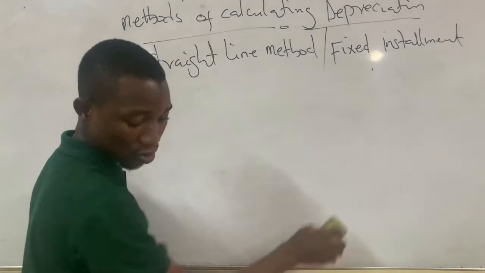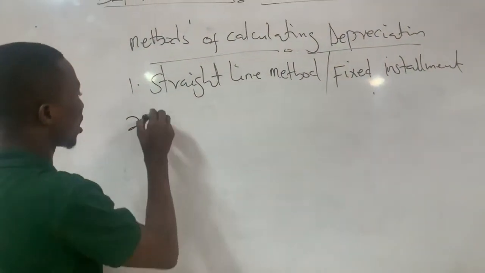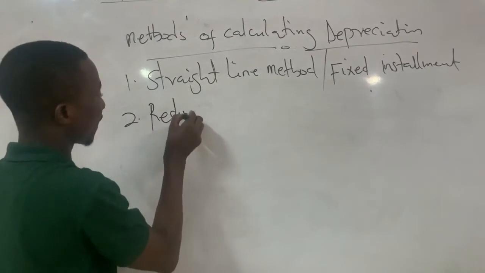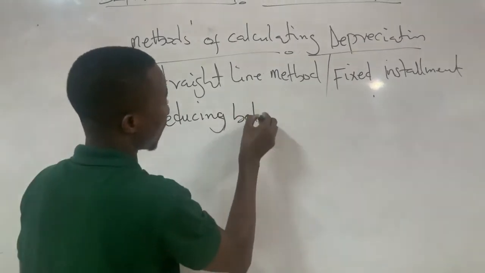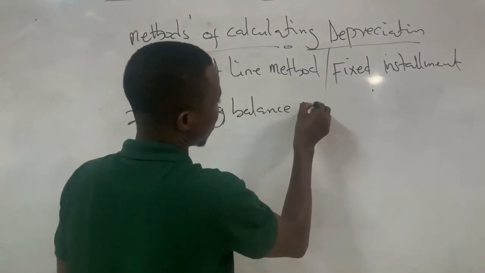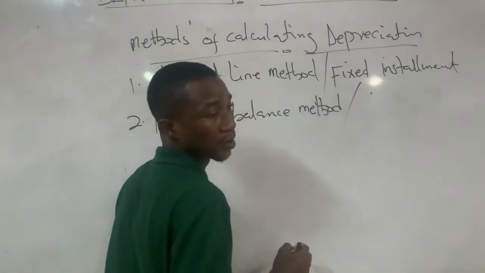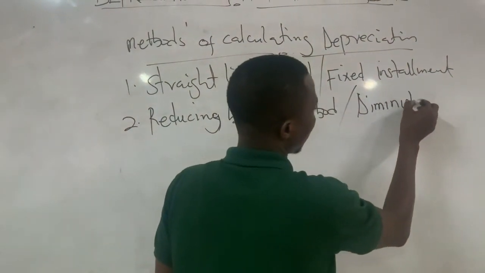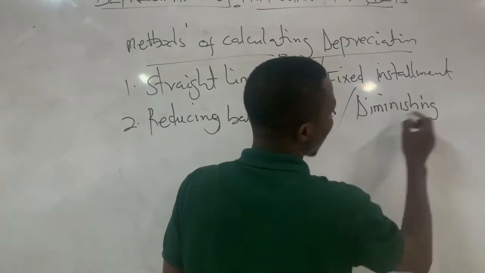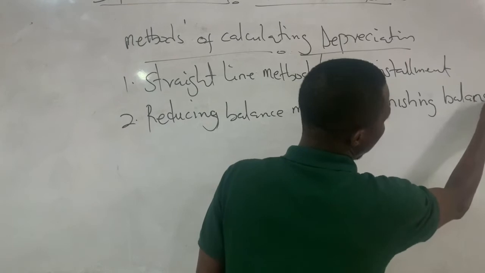So let's also talk about the next method of calculating depreciation. I would like to talk about the reducing balance method, or diminishing balance method.